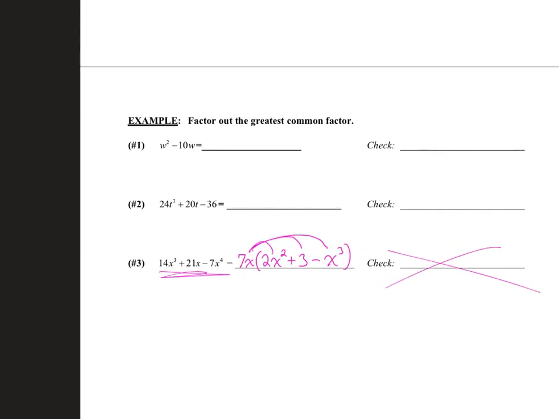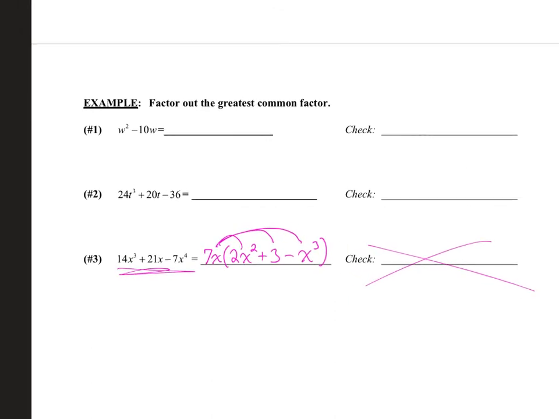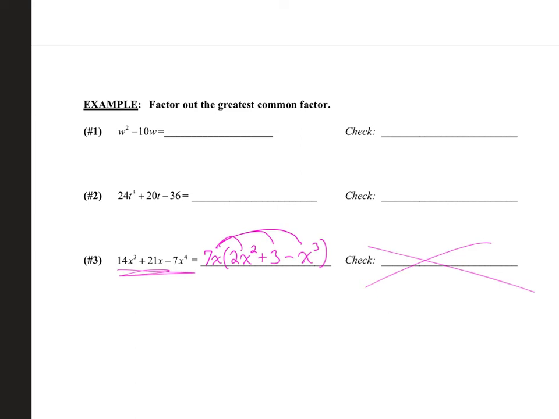See if you can do 1 and 2 on your own. Find the GCF and divide it out. Factor out the GCF by dividing. Go ahead and give it a try.